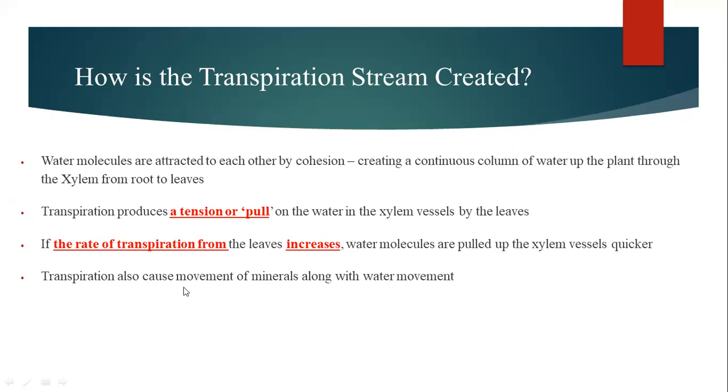Transpiration also causes movement of the minerals along with water. Movement of water is always accompanied by movement of minerals, because minerals are solids dissolved in water. So if the transpiration, the loss of water from the leaves, is more, this will cause a pulling force on the water in the xylem vessels from the root to the leaves.